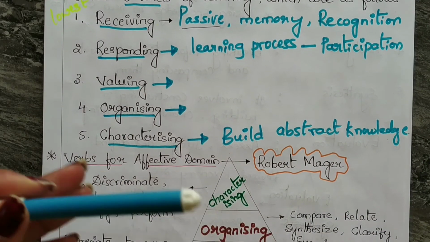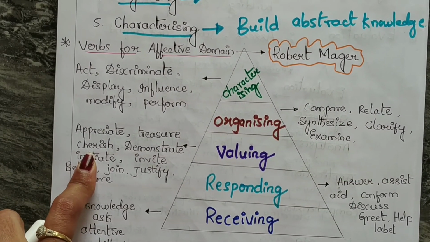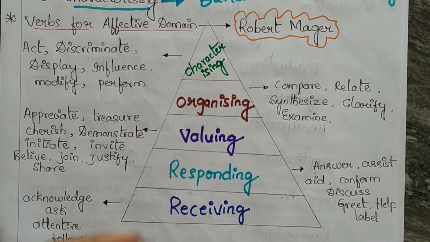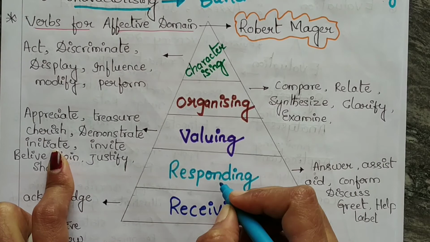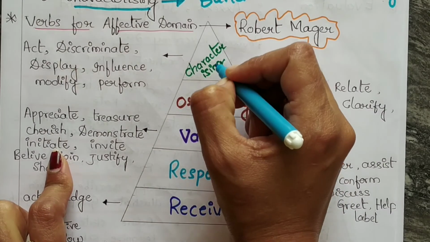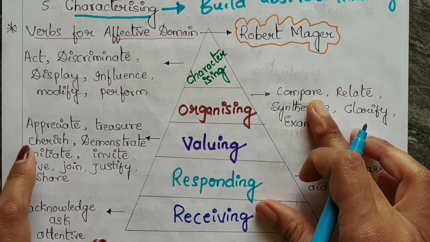Okay, let us move to the next point. And so it has to be shown like this in a hierarchical model. This is receiving, responding, valuing, organizing and characterizing.